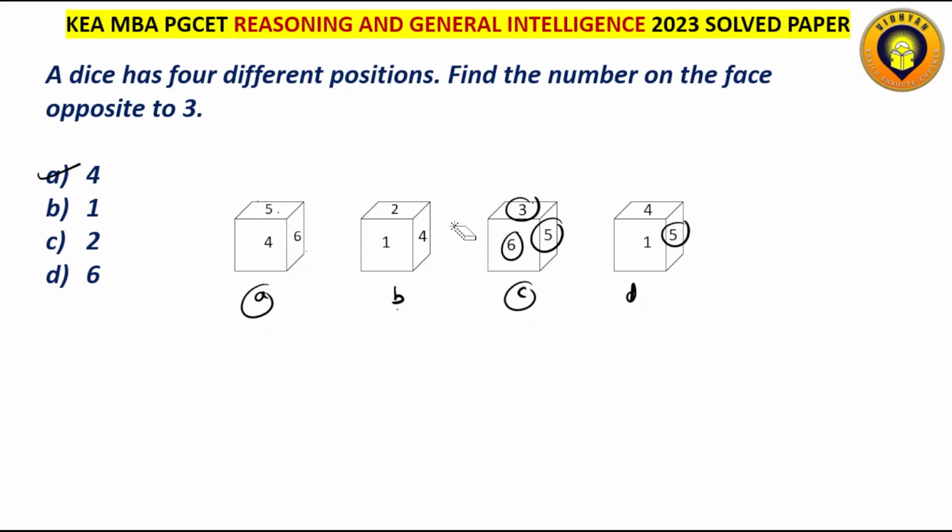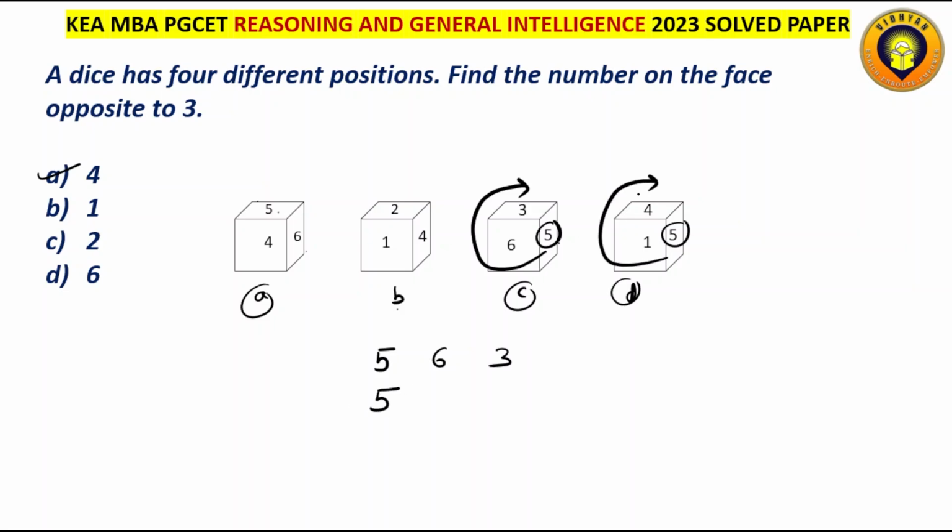If suppose you get only one common number, then what you have to do? Like here, when you compare C and D, you have only one common number, which is 5, correct? Then you have to write that common number first, then write the remaining numbers in the clockwise direction. So that is 5, 6 and 3. So in this dice, 5 is common. Again, write these numbers in the clockwise direction. So it becomes 5, 1, 4. So that means you can say that 3 is opposite to 4.